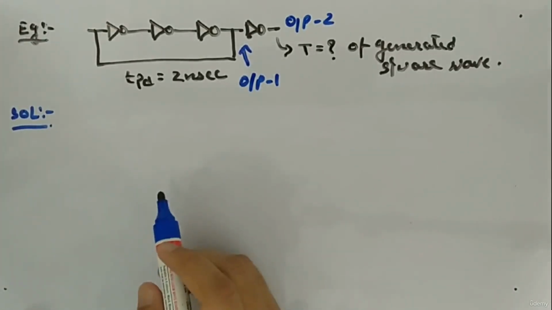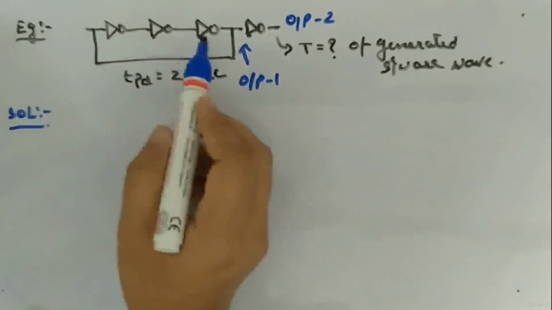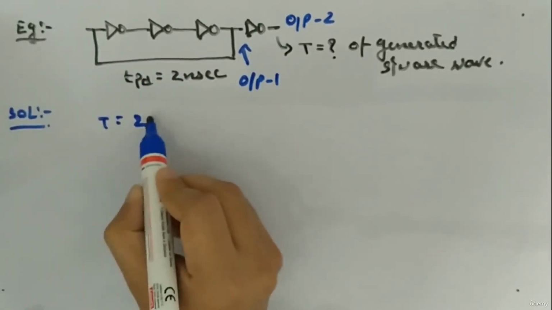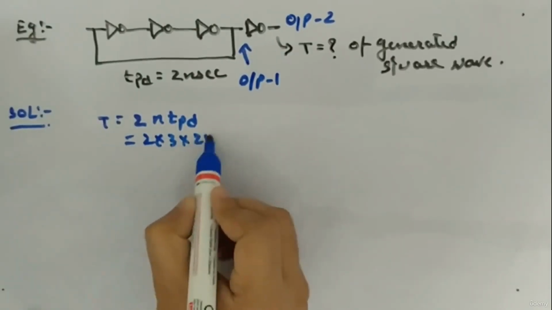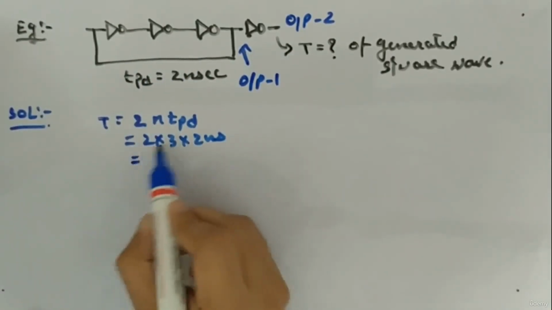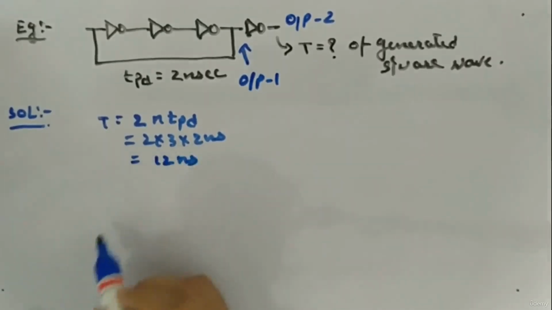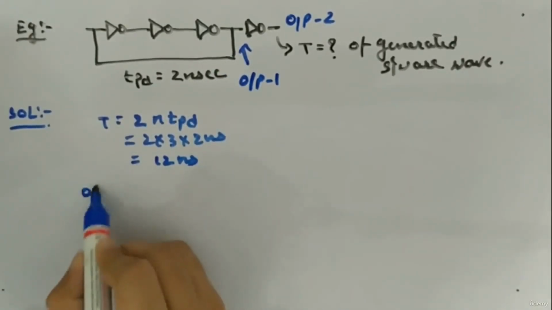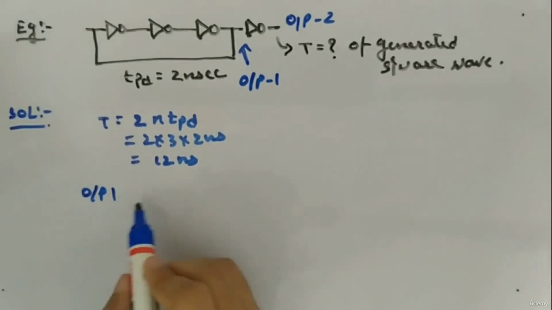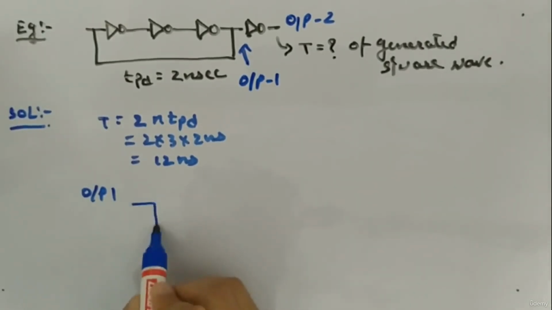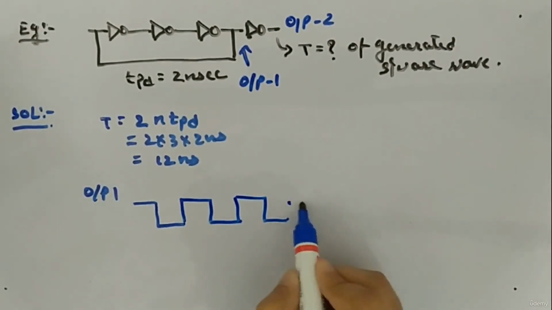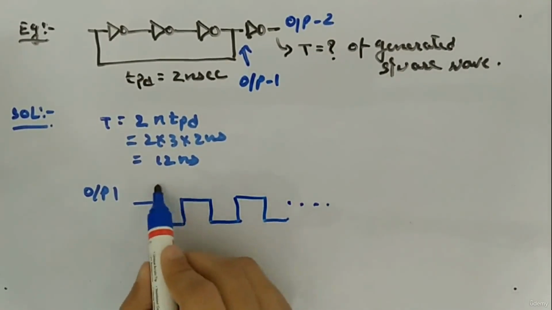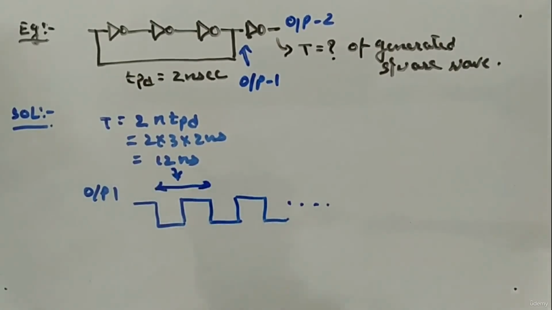We can calculate the time period of output 1, which will be 2 into n into TPD. N is 3, so 2 into 3 into 2 nanoseconds. Each of them has 2 nanoseconds. 3 times 2 is 6, 6 times 2 is 12 nanoseconds. So this output 1 will be a square wave of 12 nanoseconds time period. Okay, how will it look? This is how it will look, a square wave, and the time period will be this 12 nanoseconds. This is how your output 1 will look.